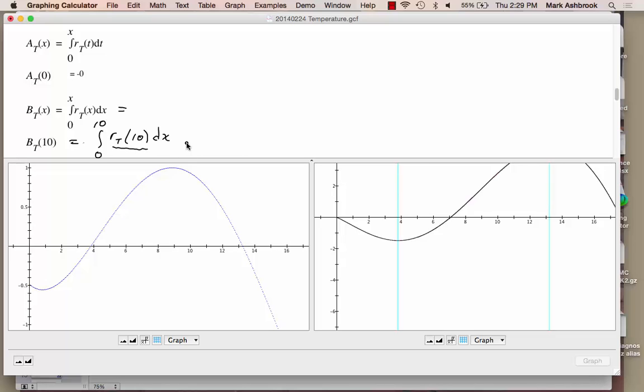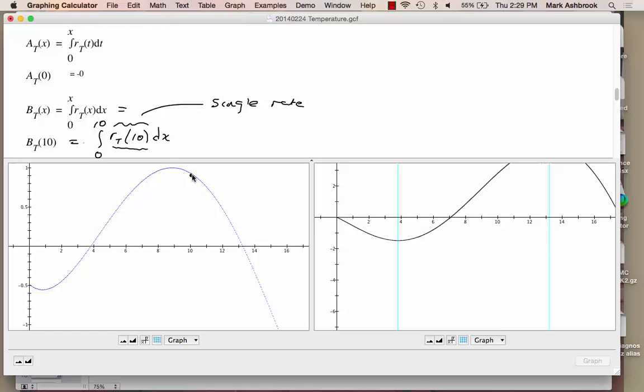It says it's the accumulation of all changes at what rate? Is this a single rate or many rates? Single rate. That's a single rate. So what's going to happen? It's going to accumulate changes as x changes from 0 to 10 at a single, constant rate of r sub t of 10. What is that? We all know.